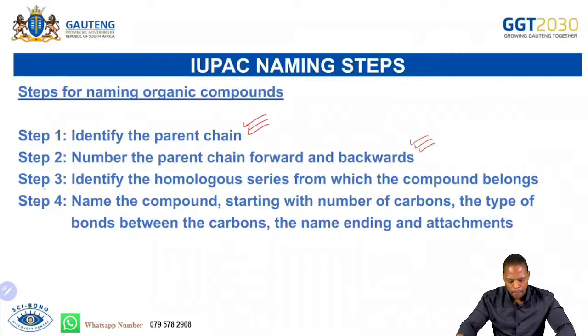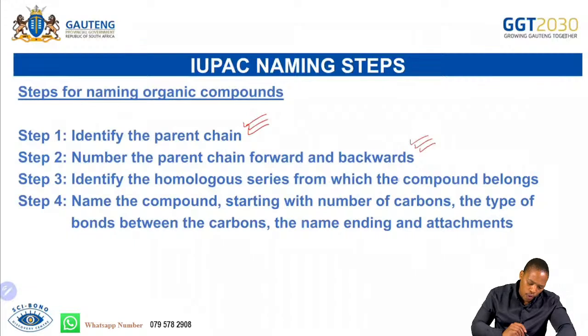Okay, step 3, you must then, after you have numbered, identify the homologous series to which the compound belongs. So the compound we are talking about, from which homologous series does it belong? This is going to help us with how our name ends. When we are naming, it's going to tell us how the name should end.